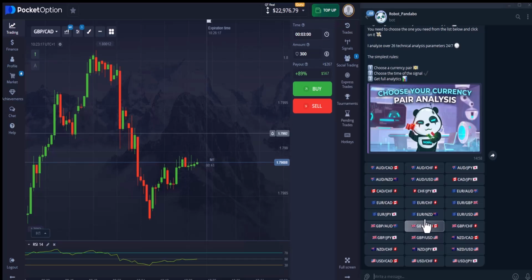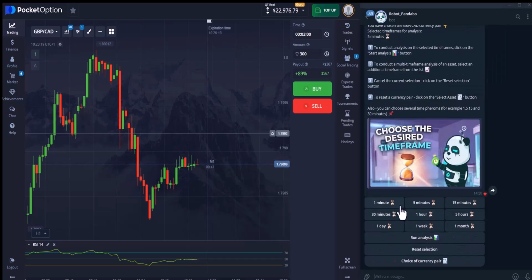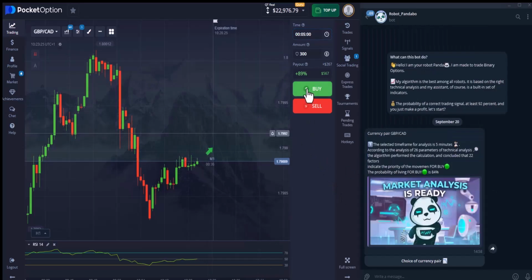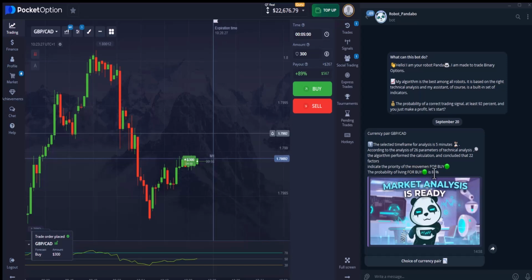And now let's find our first currency pair, which is gonna be British pound to Canadian dollar. We are choosing 5-minute expiration time. My trading bot has indicated 84% for buy, so we are buying.